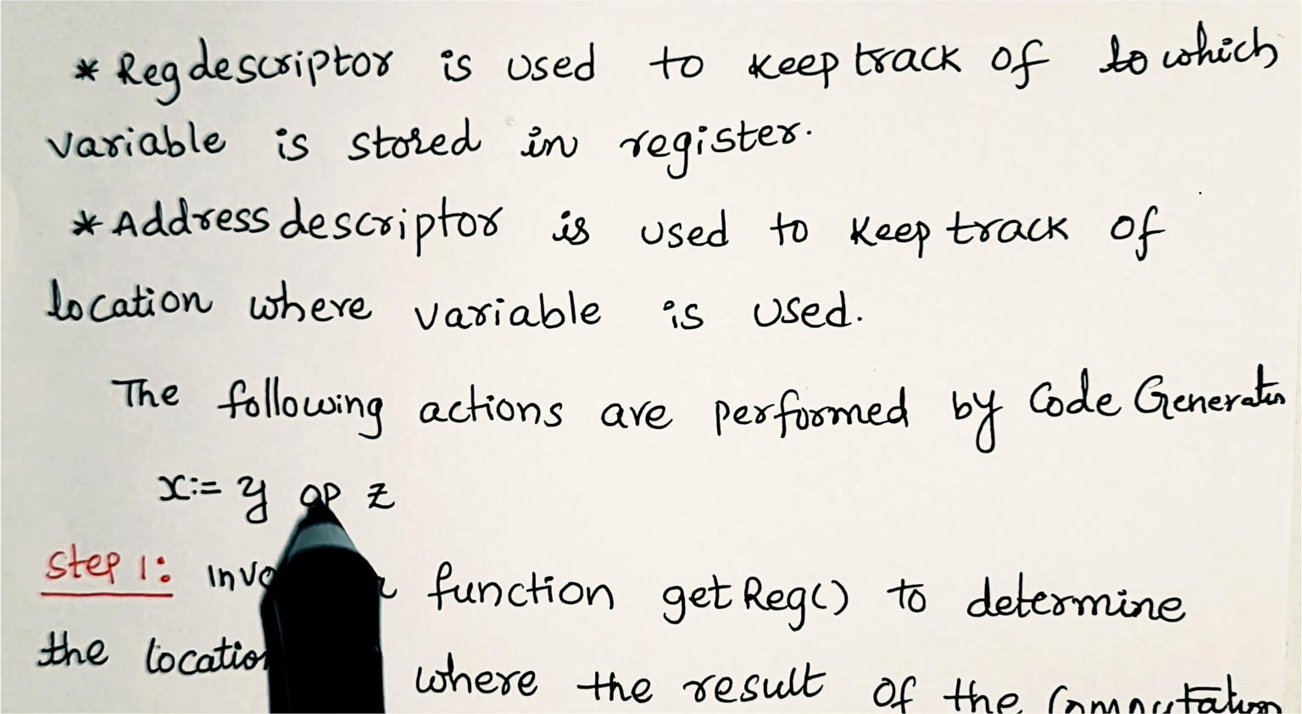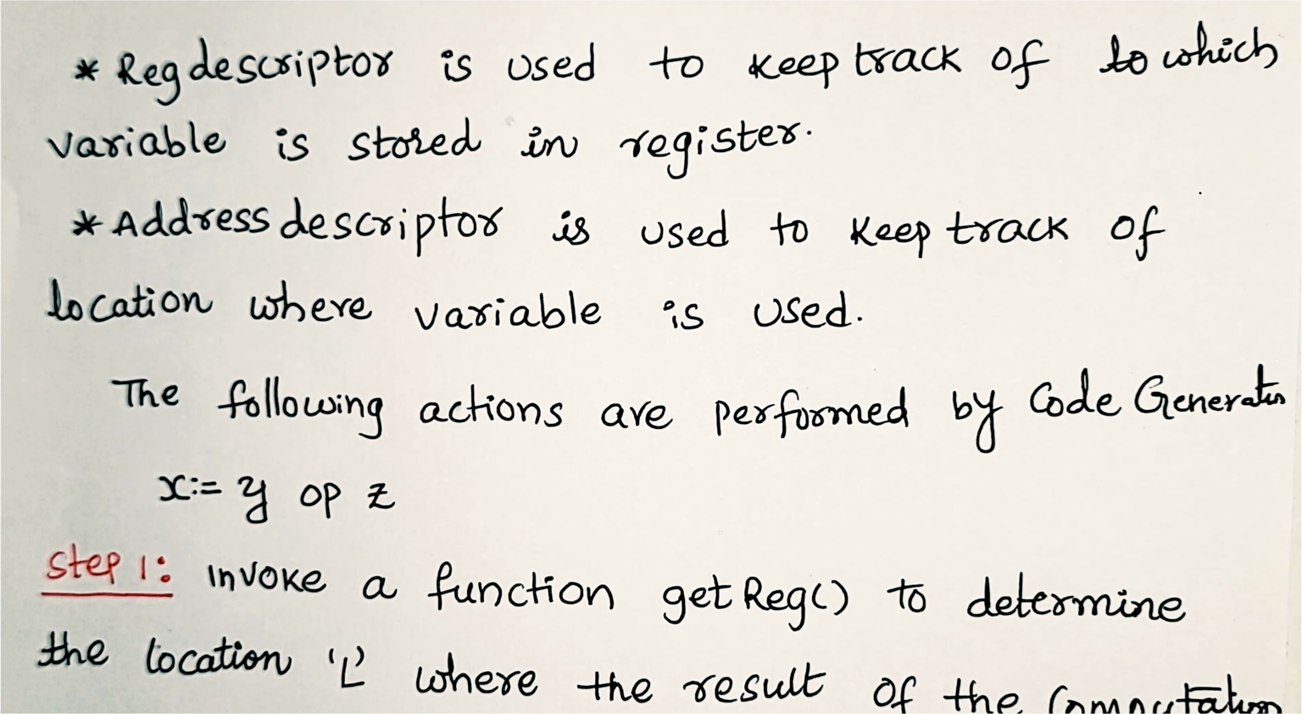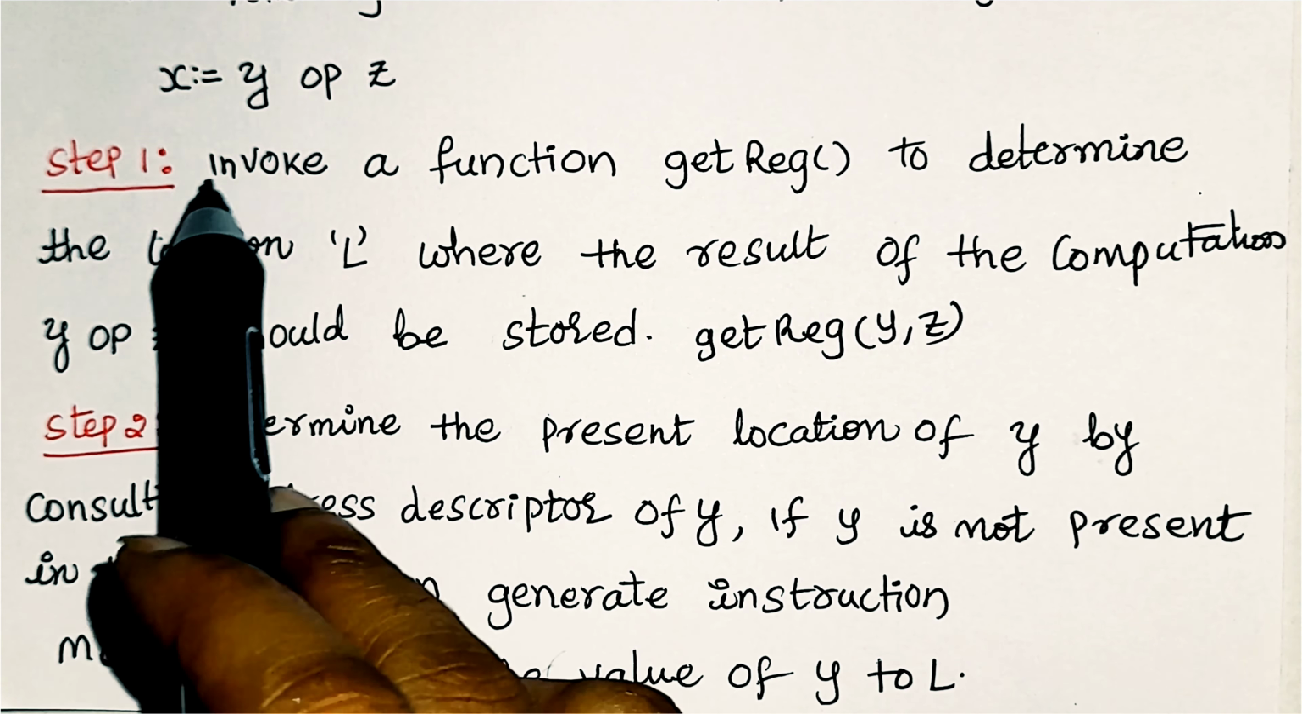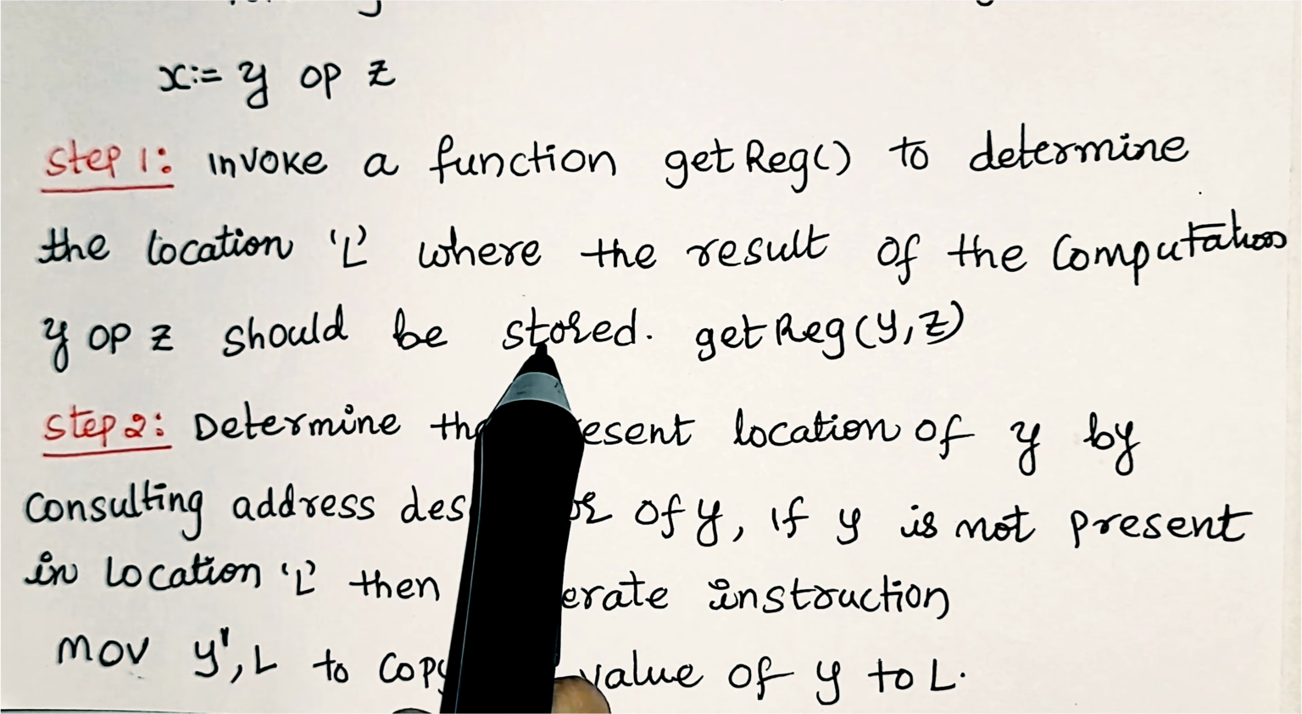Now there is one example, x is equal to y op z. With this example we will see how code generation is going to work. Okay friends, so x is equal to y op z. In step 1, invoke the function getReg to determine the location L where the result of computation y op z should be stored.